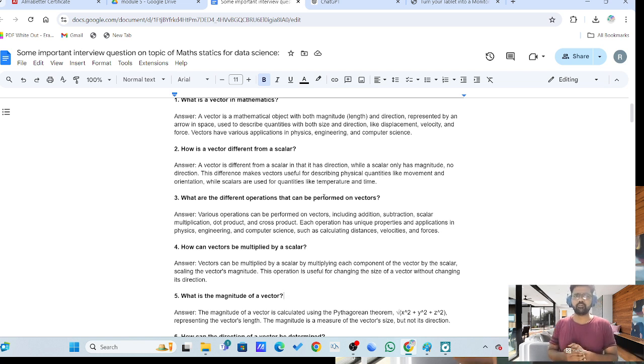What are the operations that can be performed with vectors? We can perform many operations with vectors, such as addition, subtraction, multiplication, dot product, cross product, and much more.